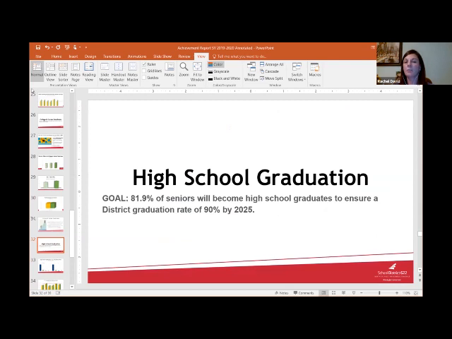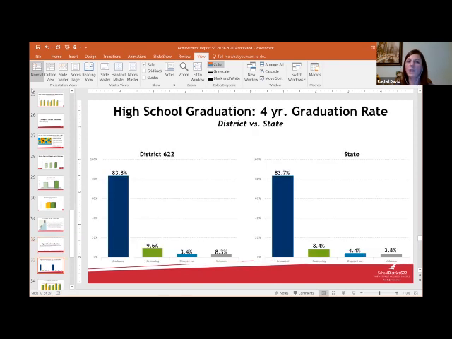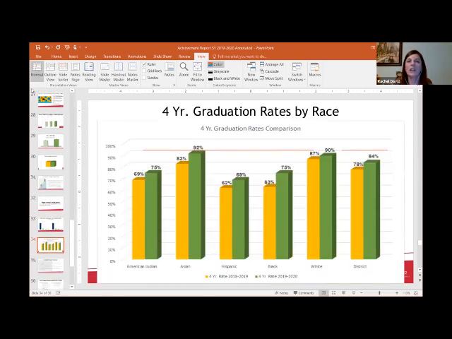And then our final accountability measure is in high school graduation. The goal was to attain 81.9% of our seniors becoming high school graduates here in 622. Again, this goal is set based on a rate of 90% graduation rate by 2025. We are comparable and actually just slightly above the state average of 83.8% of our students graduating. And when we take a look at that by race over the 4-year graduation rates, you can see that every student group has actually grown from last year's 4-year graduation rate to this year's, with 2 student groups already having attained that 90%. So that's amazing news for us.